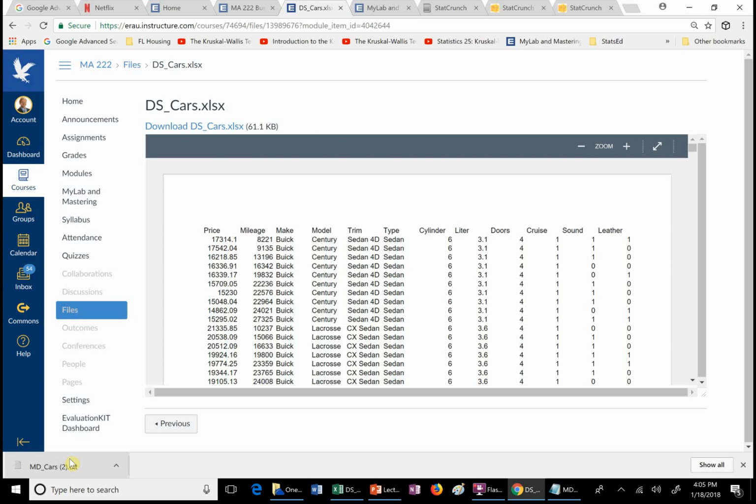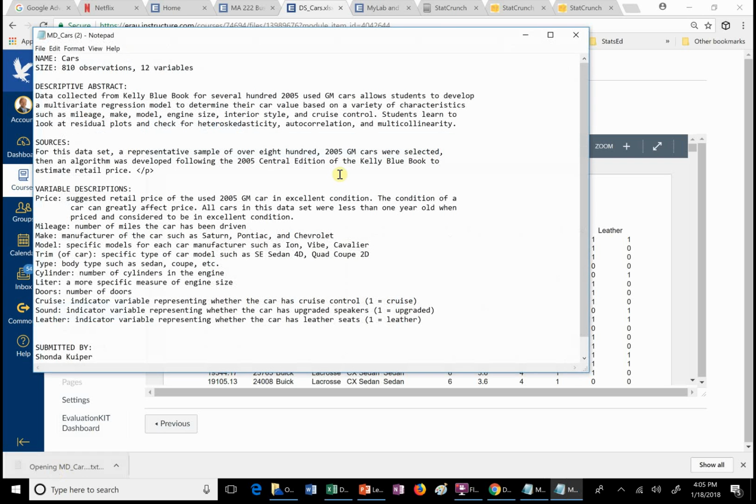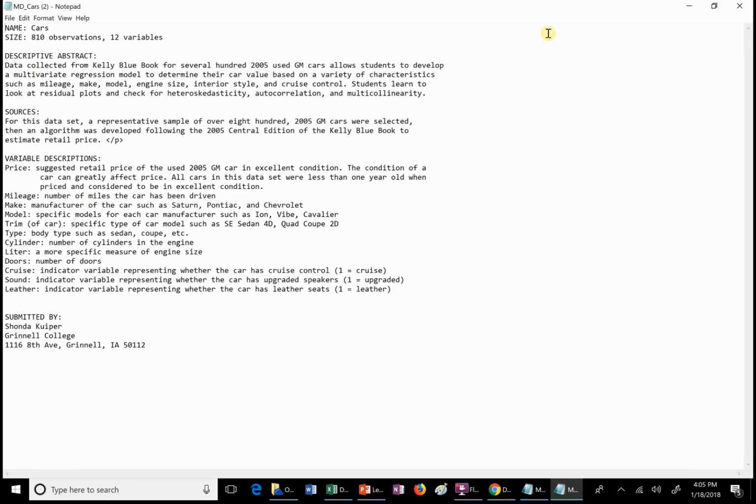So I want to look at the metadata for a minute. The metadata says that there's 810, that's our sample size, 810 observations, and 12 variables. This was data that a person collected from the Kelly Blue Book on a couple hundred 2005 used GM cars, all right? And this woman's a very good statistician. She put this together to kind of help teach students statistics, okay? That was her motivation. And then it goes ahead and tells you what the variables are, okay?